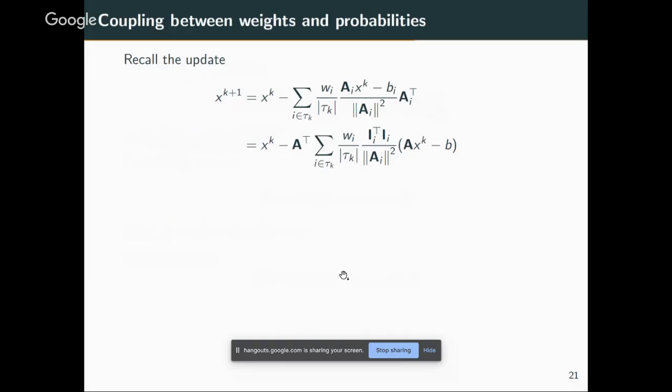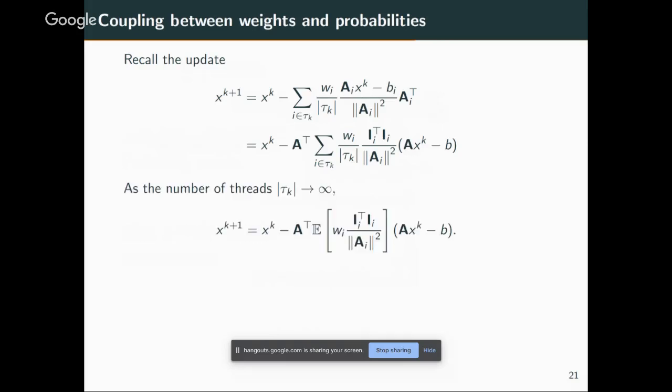Here I've shown the update for this parallel random Kaczmarz with averaging again. It's going to be useful to isolate this sampling process that we're performing. So here we've moved this a_i transpose to the other side of the scalar value and then pulled the A's out from the sampling process. This bold I_i here is the ith row of the identity matrix.